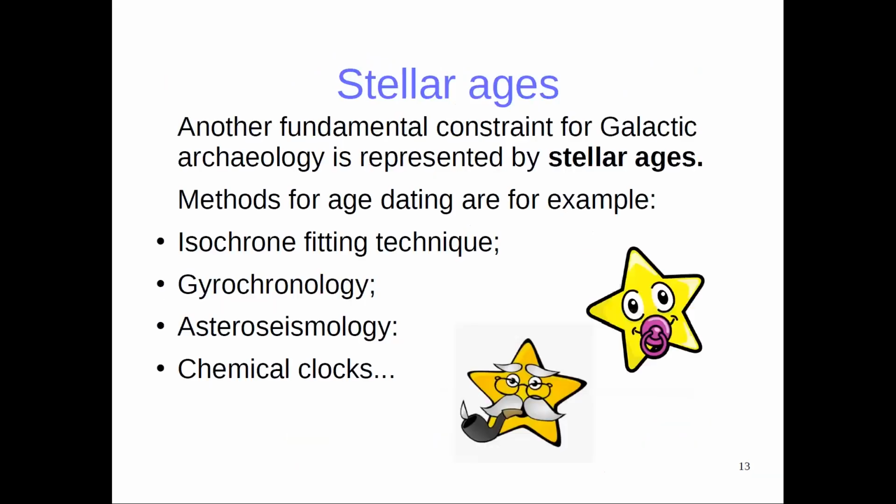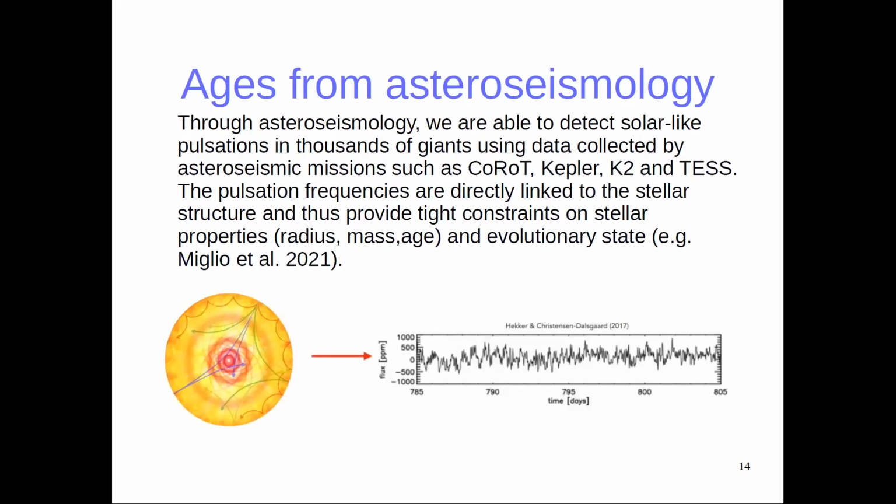timescales. And after chemical abundances, as I said, another fundamental constraint for galactic archaeology is represented by stellar ages, which are now a fundamental constraint for our models. There are different methods that have been developed for age dating, consisting of isochrone fitting, gyrochronology, chemical clocks, and particularly asteroseismology, which has been found to be really useful to give ages for galactic archaeology purposes.